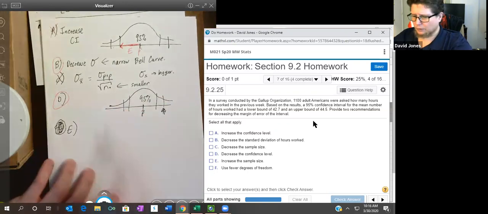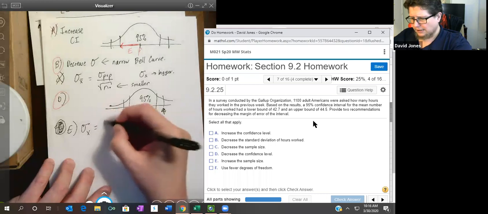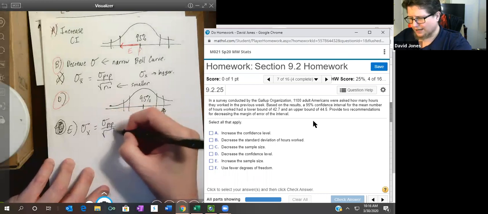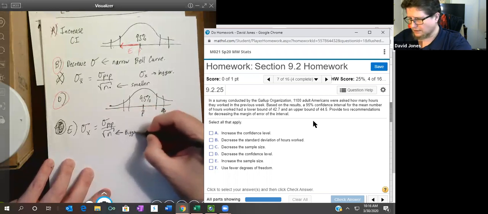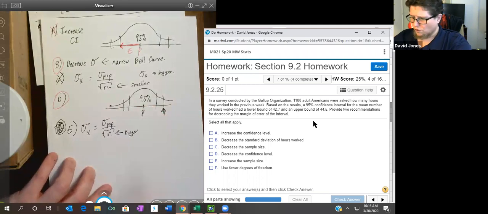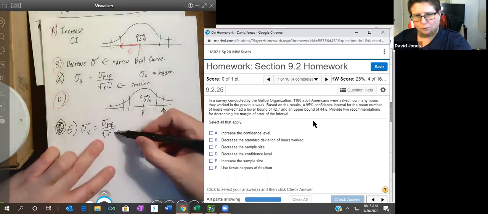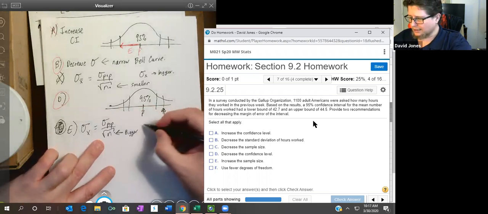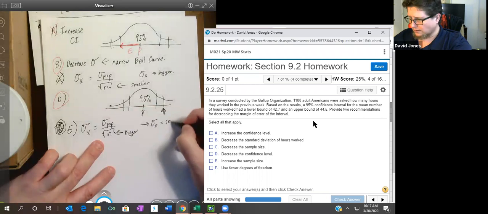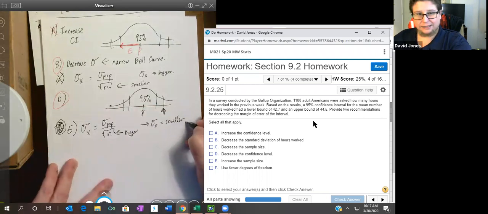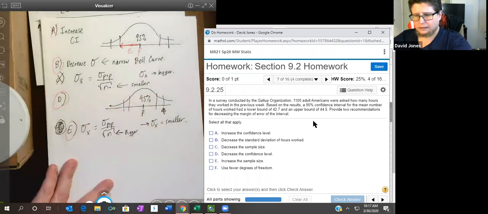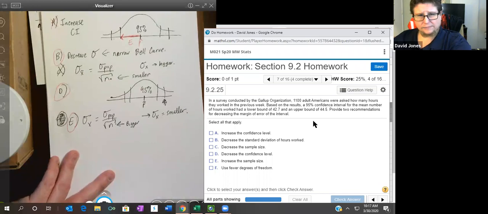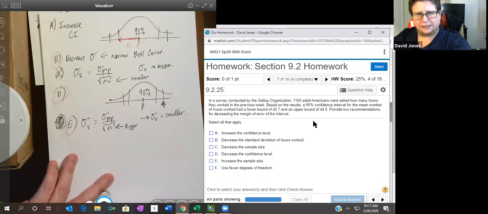E, if I increase the sample size, again, sigma population over square root of n. If I increase n, this gets bigger. Rather than dividing by 1, I'm dividing by 10. This means sigma x gets smaller. So we're decreasing the standard deviation again. That should narrow it as well. And the degrees of freedom don't affect the confidence interval like that. That's just finding the t-score.